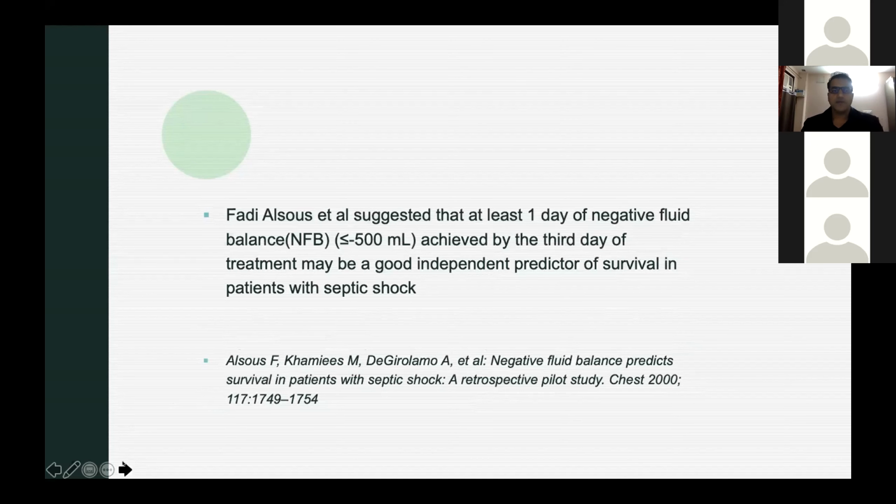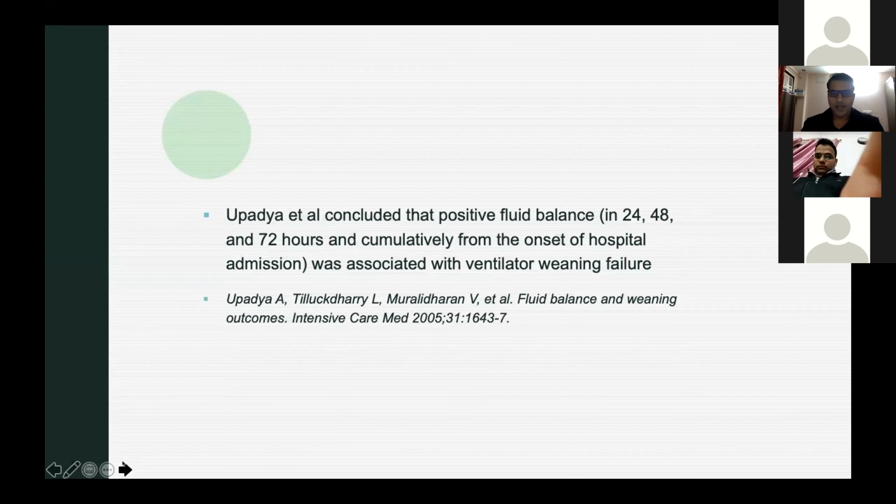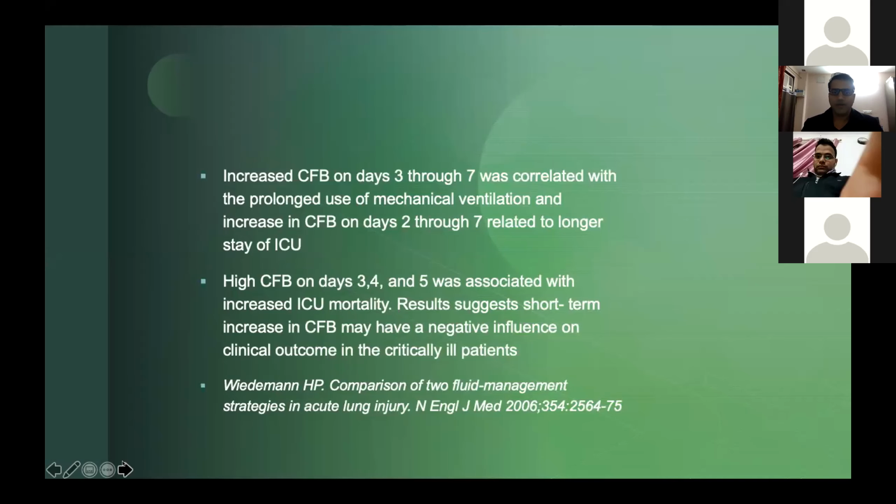Now, coming to the impact of fluid balance in our body, this study from Fadi also suggested that at least 1 day of negative fluid balance achieved by the 3rd day of treatment may be a good independent predictor of survival in patients with septic shock. Again, this study from Upadhyay et al. concluded that a positive fluid balance at day 1, day 2, and day 3, and cumulatively from the onset of hospital admission, was associated with ventilatory weaning failure, that is, prolonged requirement of mechanical ventilation.